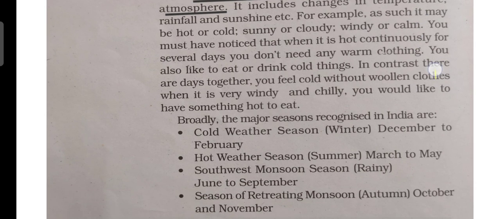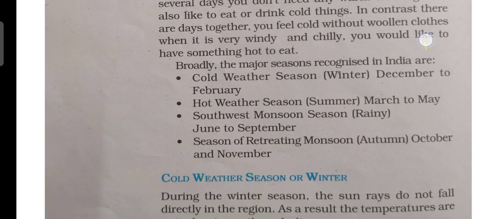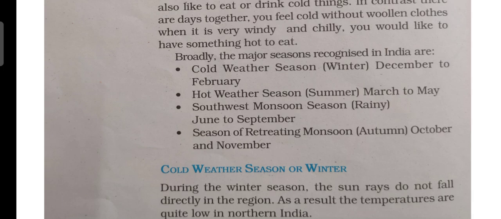Now, broadly, the major seasons recognized in India are cold weather season, winter, December to February; hot weather season, summer, March to May; southwest monsoon season, rainy, June to September; season of retreating monsoon, autumn, October and November.